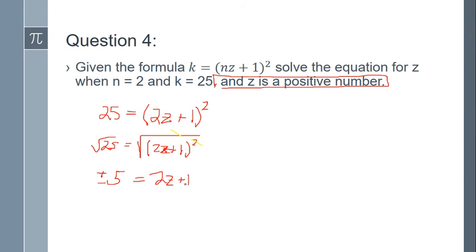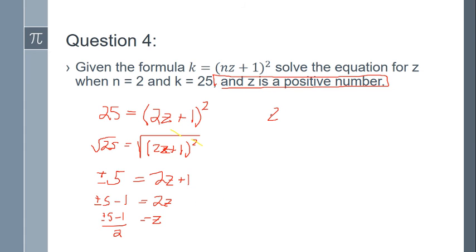All right, so using our inverse operations, I would subtract 1 from both sides. So then I'd have plus or minus 5 minus 1 is equal to 2 times z. Last step would be divide both sides by 2. So now z would be equal to plus or minus 5 minus 1, divided by 2. There's only going to be one answer because we're only going to want the positive answer. So notice if I let 5 be negative here, negative 5 minus 1 would be negative 6, and then negative 6 divided by 2 is negative 3. So we don't want that answer. It's specifying that z is positive. So I'm going to go ahead and let it be the positive 5.